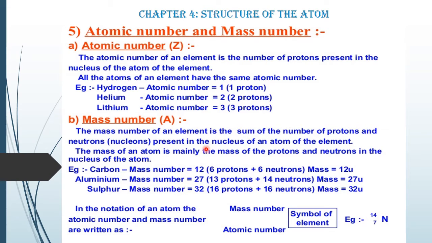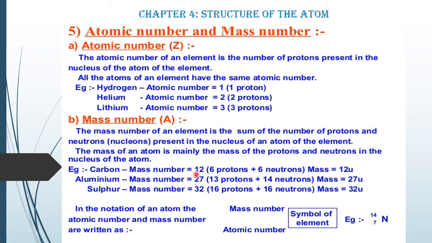We have learned before in the first slide that electrons have negligible mass, 1 by 2000, but protons and neutrons are 2000 times heavier. So it sits in the nucleus and it has got the maximum mass. So the mass of an atom is maximum in the center.